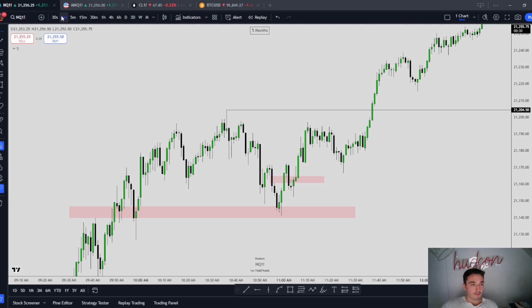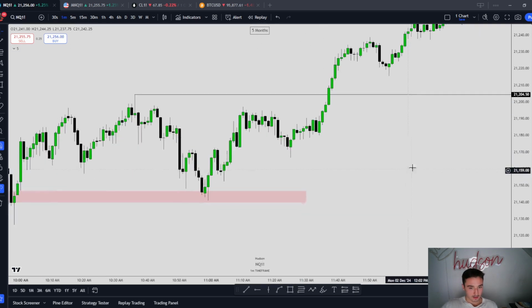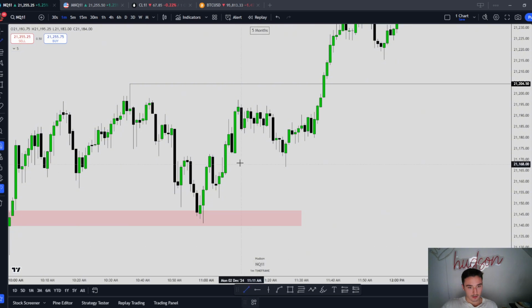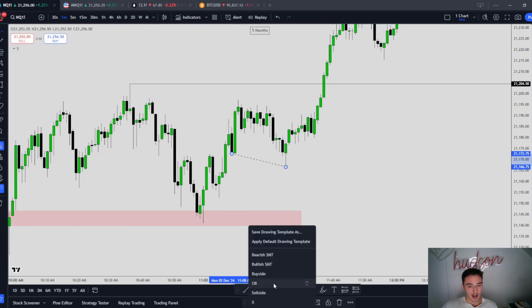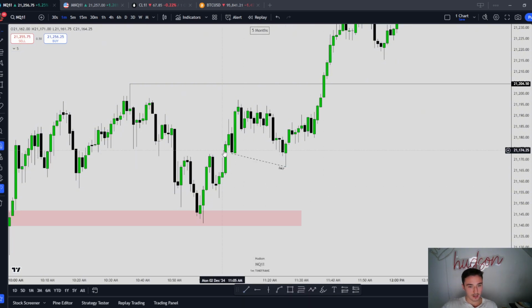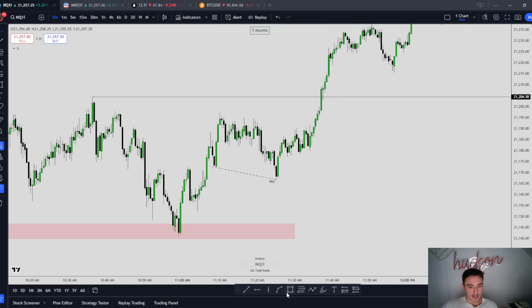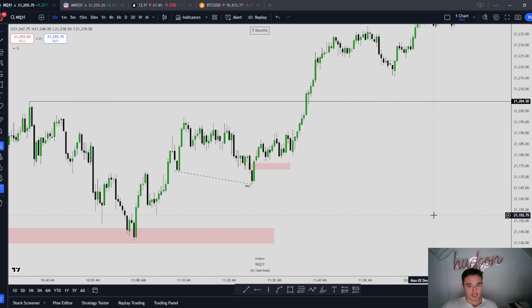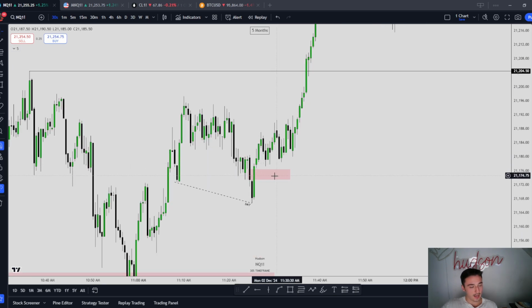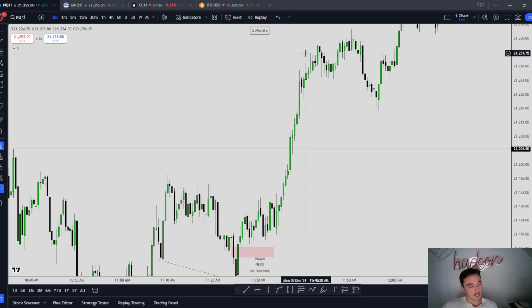Now, if you want to see a high probability inverse, we form an SMT right here. So this is now our internal SMT. 30-second inverse fair value gap right here, right? This is your highest probability inverse fair value gap right here. We close above it and then we rage on to the highs.